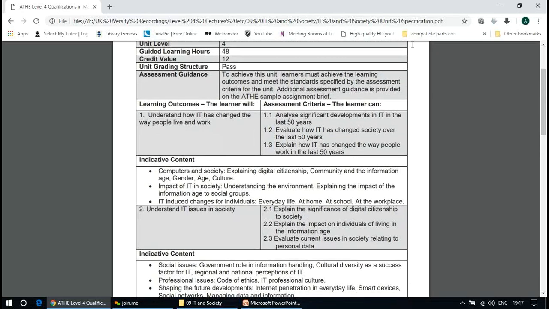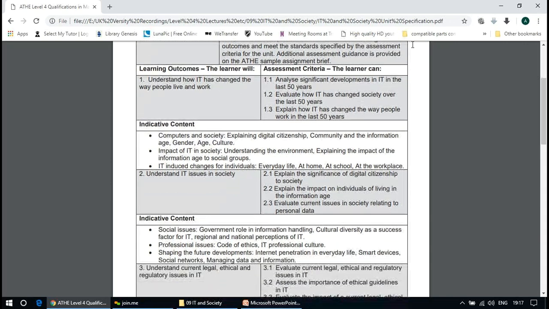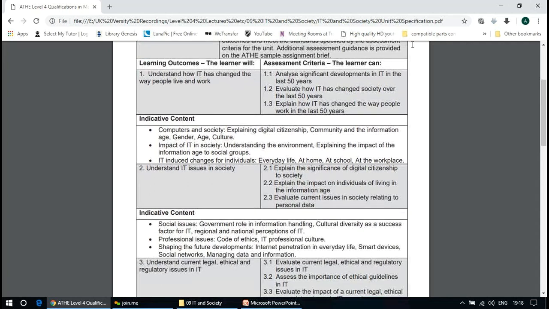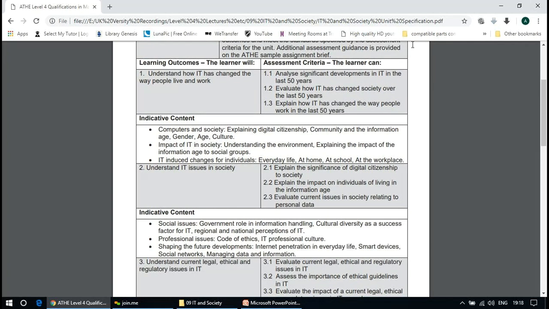So we did the learning outcome one last time. It was based on digital citizenship, the community and information concerns regarding age, gender, and culture, then the impact of IT on society, social age groups, and everyday life at home. So today is understanding IT issues in society, to explain the significance of digital citizenship in society, which I believe we discussed last time.